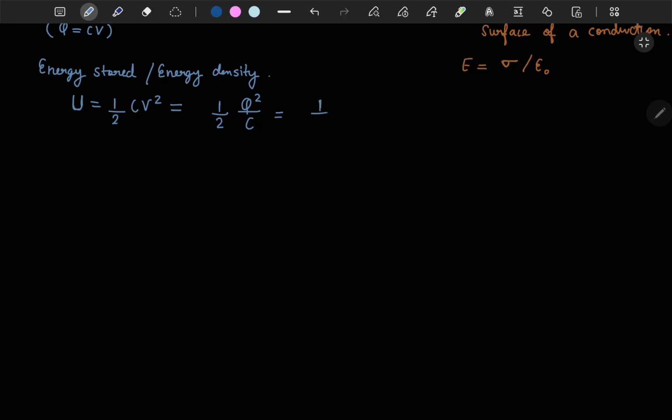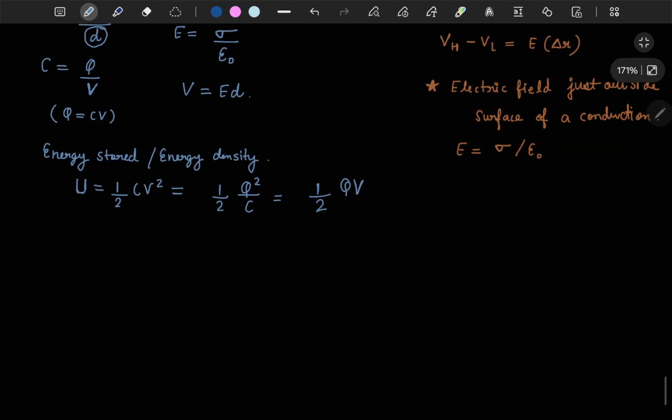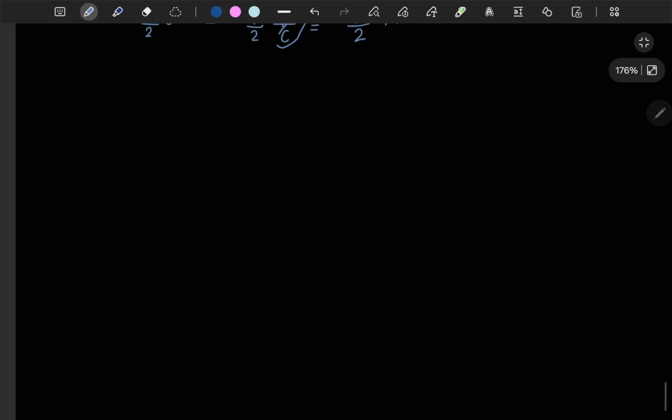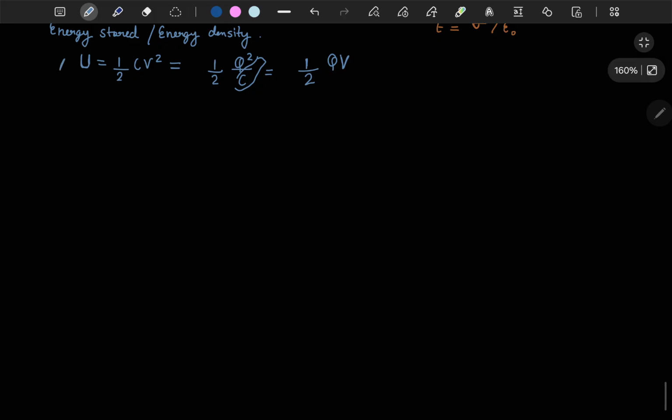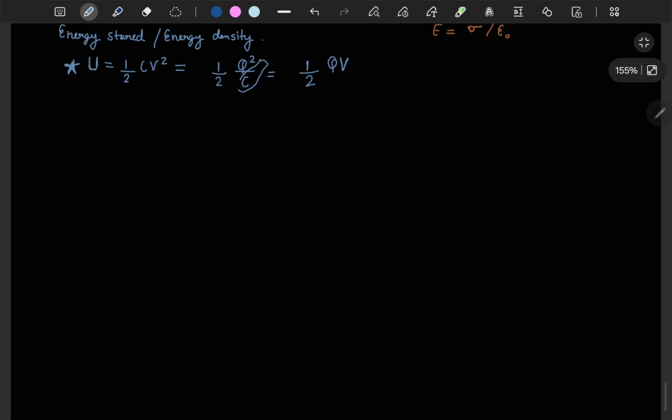And we can also write it as half into Q into V. Why Q into V? Because V is equal to Q upon C. Taking Q upon C from this formula, we will get Q into V. So you can only remember half CV square, and you can derive the formulas if you know the fundamental formulas given above. So a capacitor basically stores energy. But how does it store energy? It stores energy in the form of electric field.